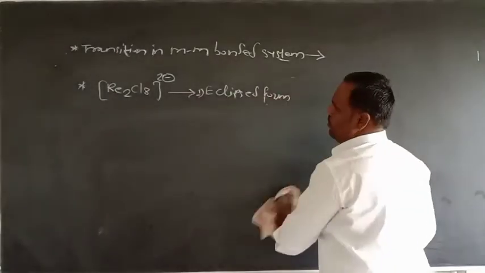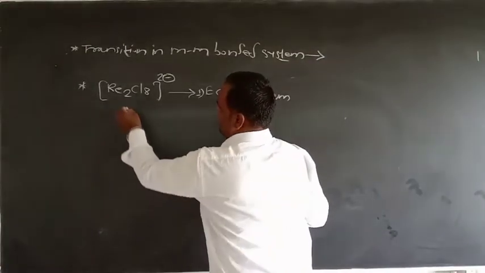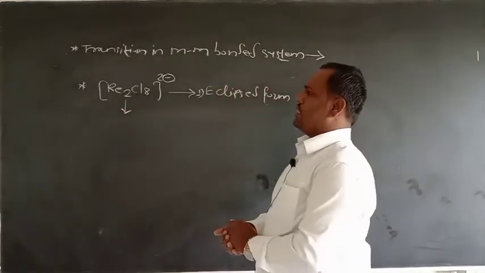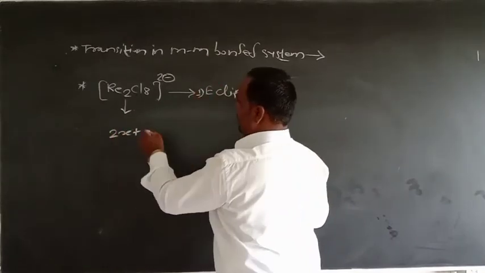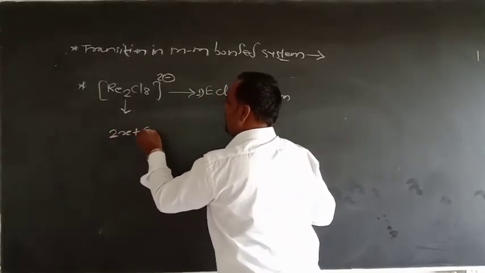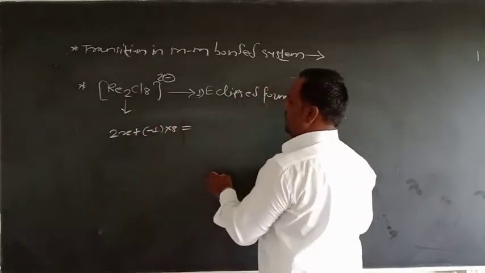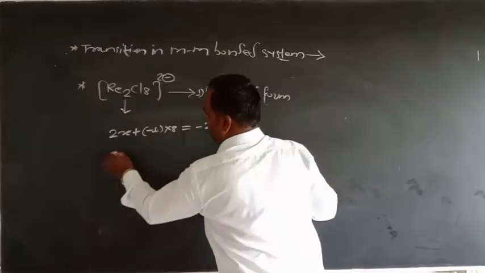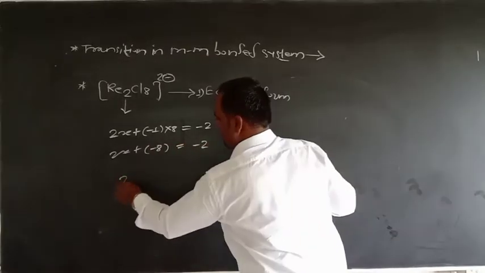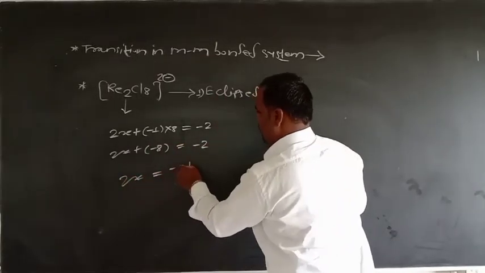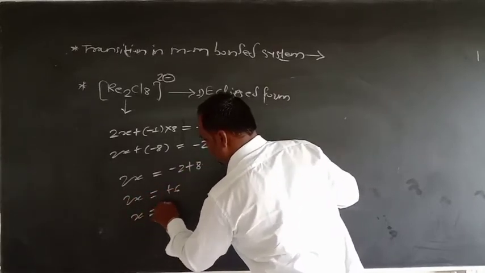Or find out the bond order of this Re2Cl8 2- ion complex. If we consider this complex and find out the oxidation state of each rhenium atom, then 2x plus the chlorine having minus 1 charge, that is minus 1 into 8, is equal to the overall charge, that is minus 2. Therefore 2x plus minus 8 is equal to minus 2. Therefore 2x is equal to minus 2 plus 8, so 2x is equal to 6, and x is equal to plus 3.